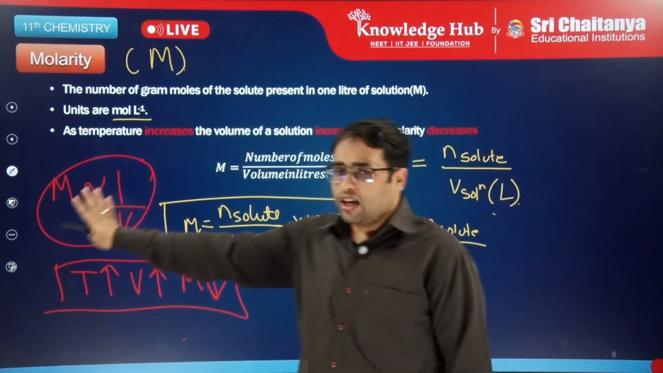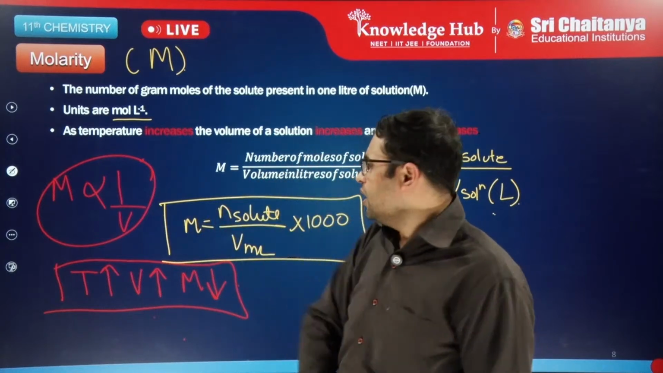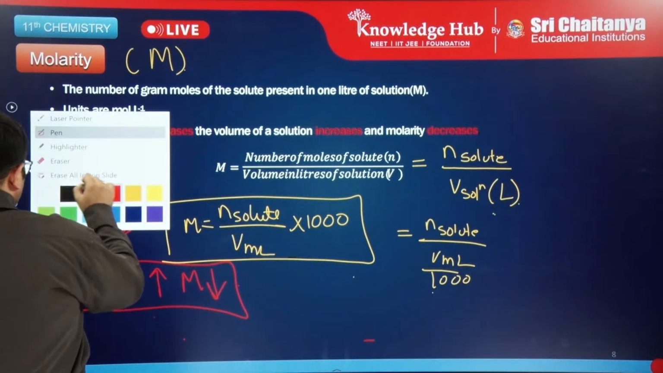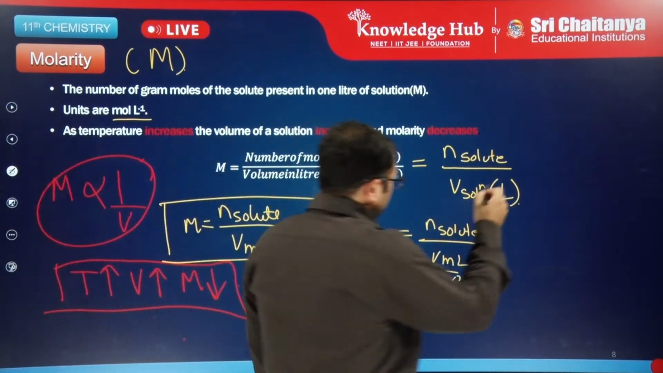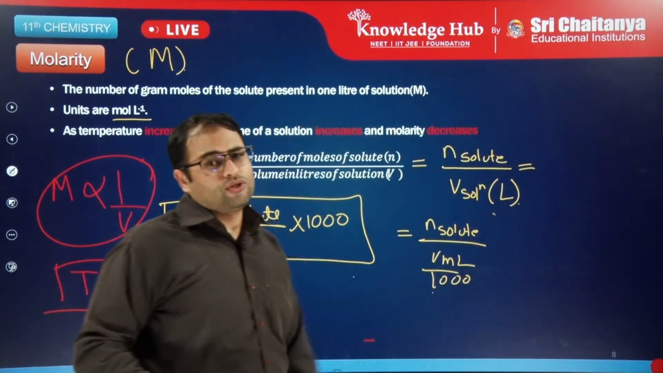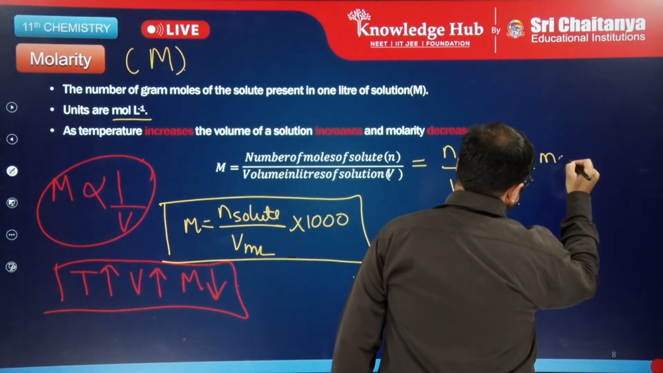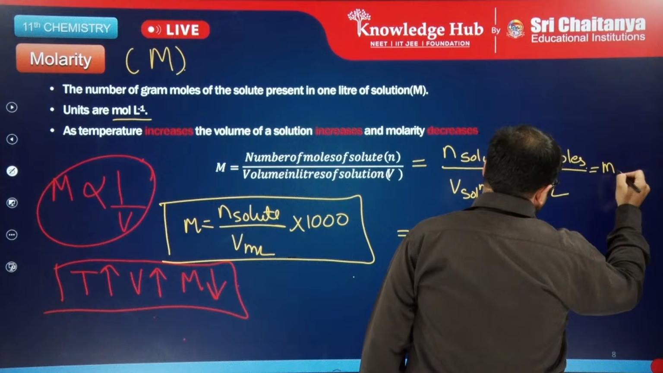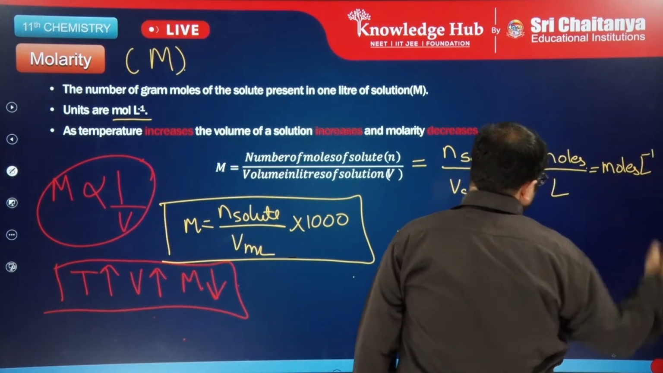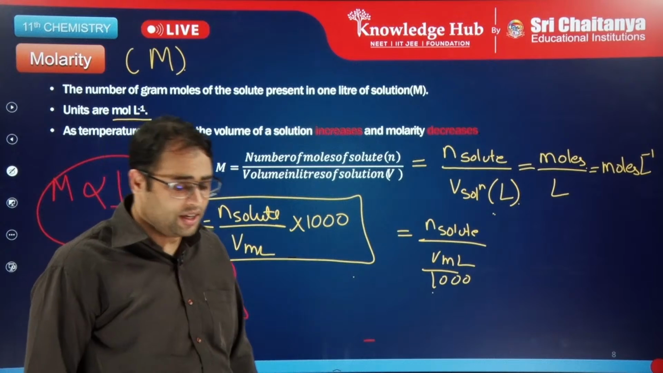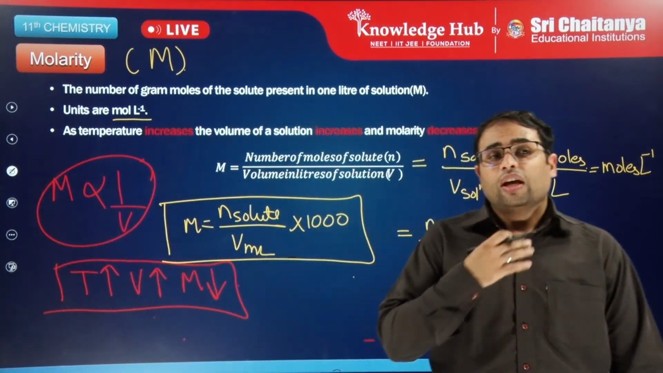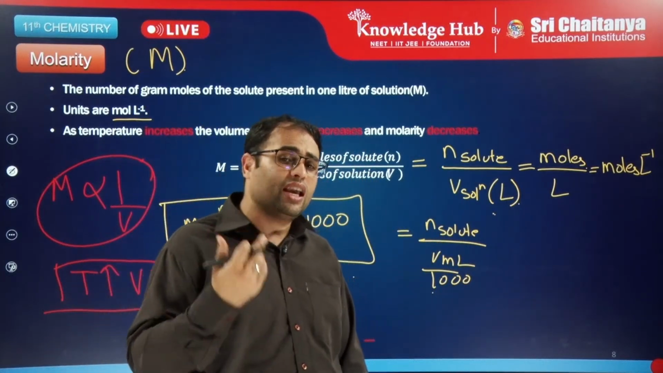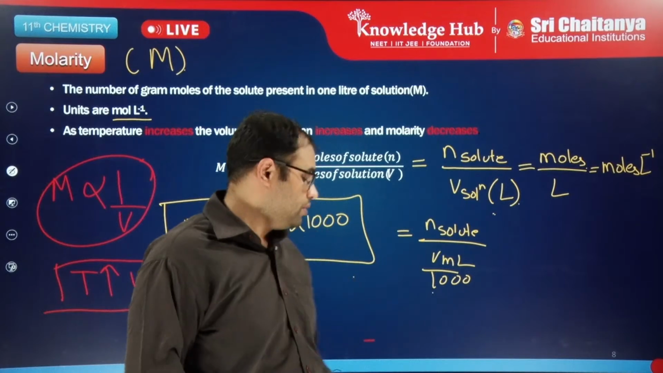I hope everything which is there here you have understood, except one thing. What is that one thing? Unit. I think that is also clear. Unit of n solute is moles, and volume is obviously liters. So, this can be written as moles liter inverse. That is the unit of molarity. Understand this definition, memorize it by heart, because this definition will come to you again and again in many forms in many chapters.